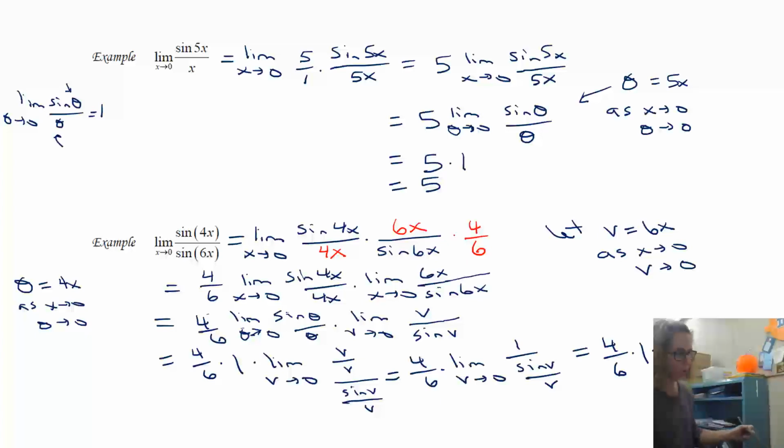So yes, a whole lot of work for just the fact that our limit is simply 2/3. But that is the reason that it is that, and that's why we get that.